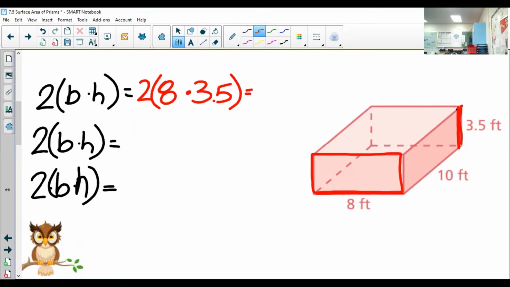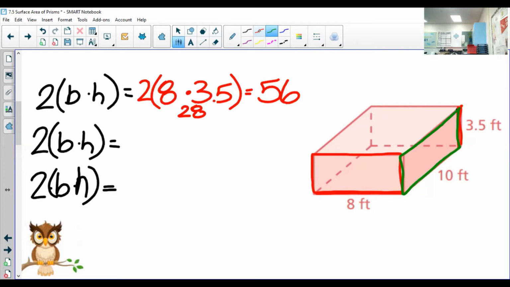Okay, so let's do that math real quick. We'll do 8 times 3.5, and that is 28. And then we're just going to do 28 times 2. So we have 56 for the front and the back. Let's do the sides next, which is this. Does it matter what order I do these in? No, because we're going to add them all up together anyways.